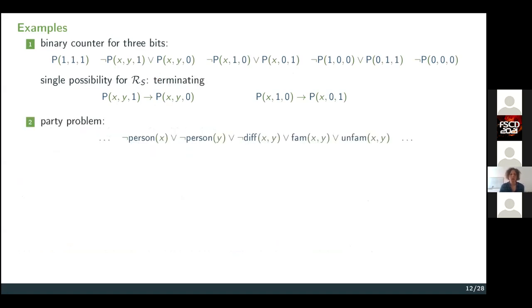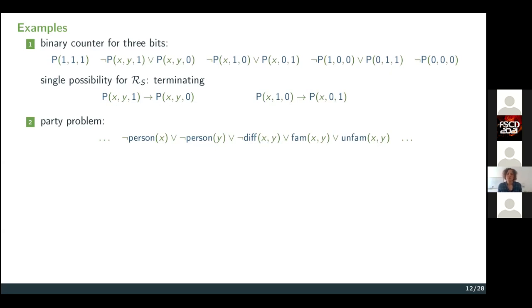Now, also for this party problem that I showed beforehand, there is a single clause in this clause set that contains both positive and negative literals. And in addition, we can check that this clause set is ground preserving. So we only have to look at this clause. And so in order to satisfy the requirement of restraintness, we again look for positive non-ground literals, which are here fum xy and unfum xy.